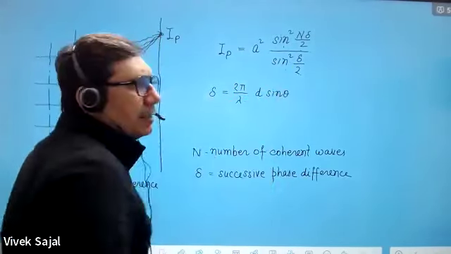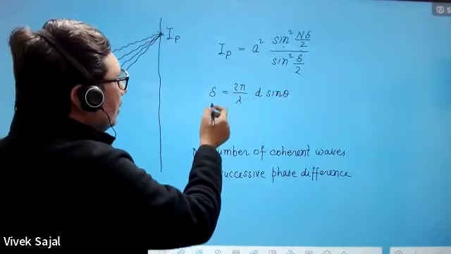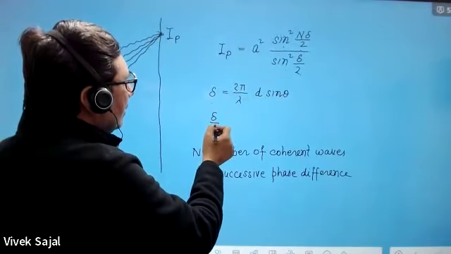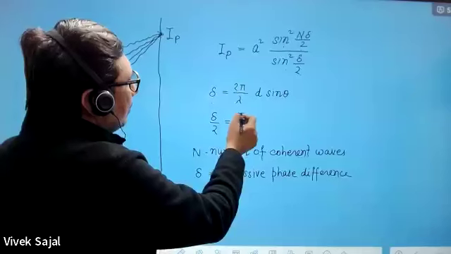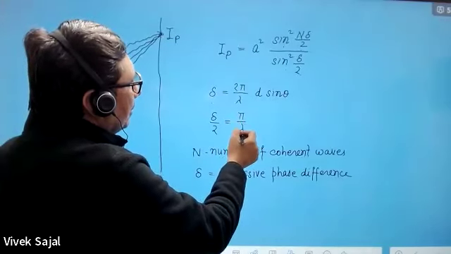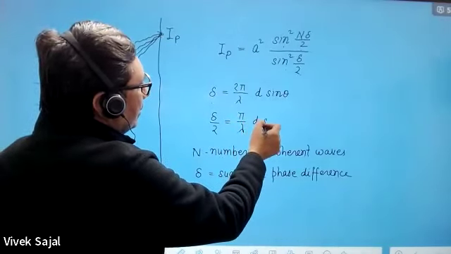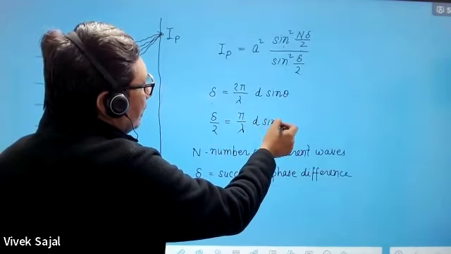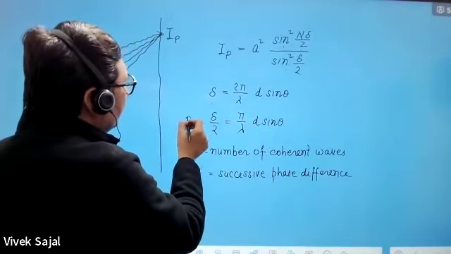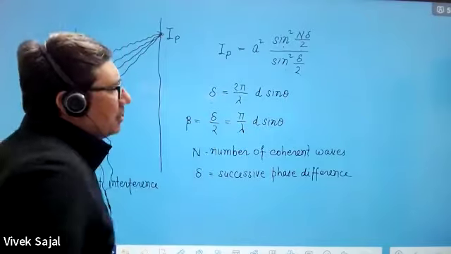D sine theta. If you bring 2 here, then this will be delta by 2, and this will be pi by lambda, and this will be d sine theta. And we assume that this is beta.